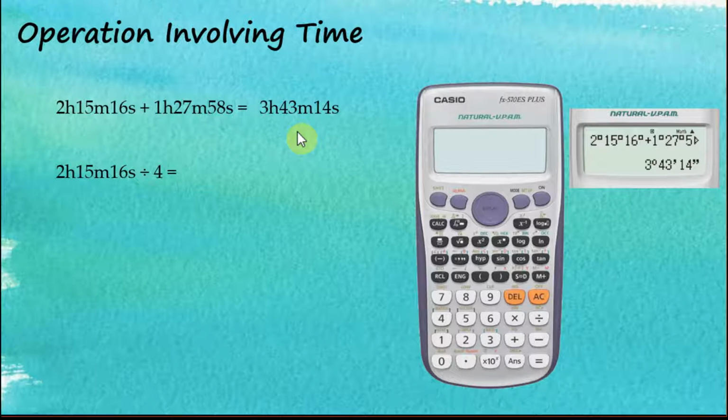Okay, let's say we would like to know 2 hours, 15 minutes, 16 seconds divided by 4. So let's clear the screen first. 2 hours, 15 minutes, 16 seconds divided by 4 equal. Okay, so this is equal to 33 minutes 49 seconds. So that's how it works. Okay. So this is very useful. We can use the units of angles for the calculations of time.